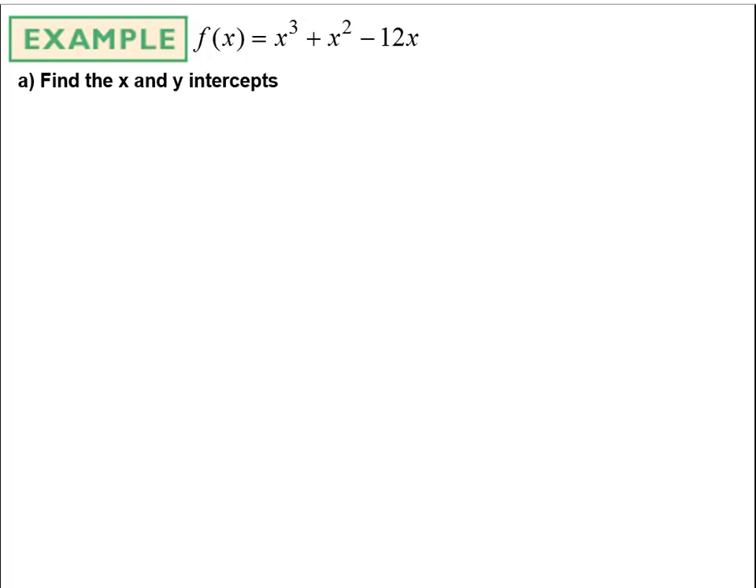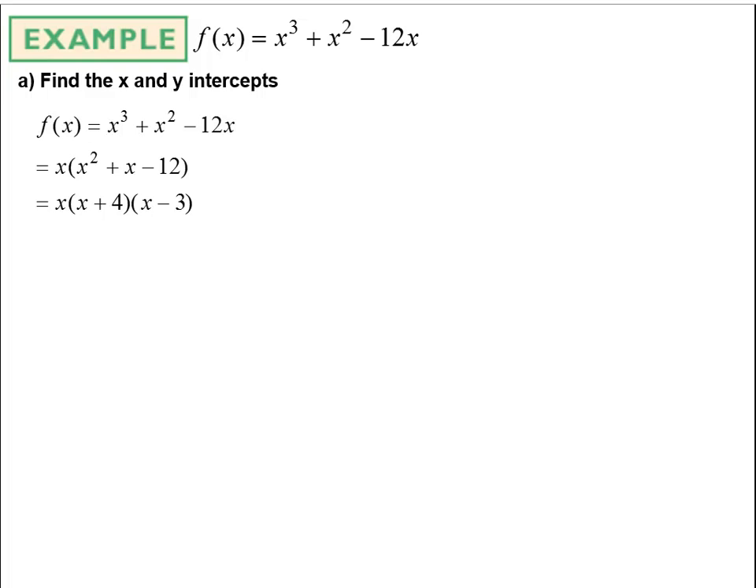All right. So when I find the x and y intercepts, I'm going to go ahead and factor that polynomial. I take out the common term of x, and I'm left with x squared plus x minus 12, and then I factor x squared plus x minus 12 as x plus 4 times x minus 3.